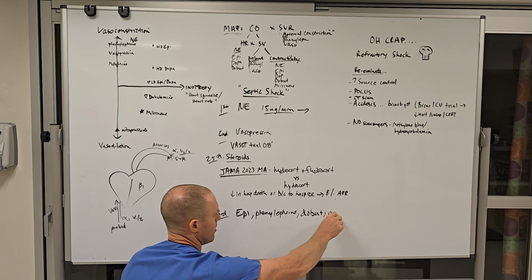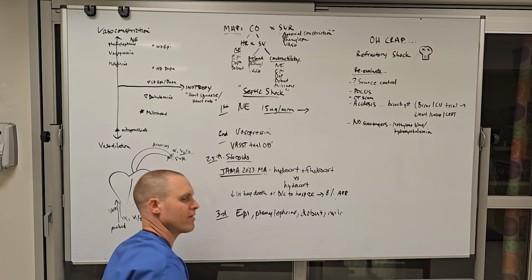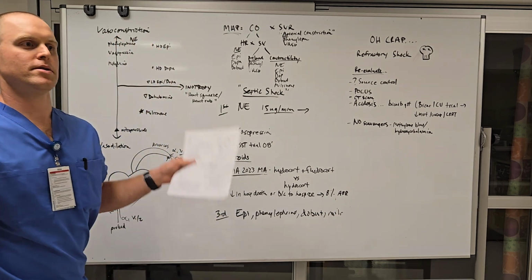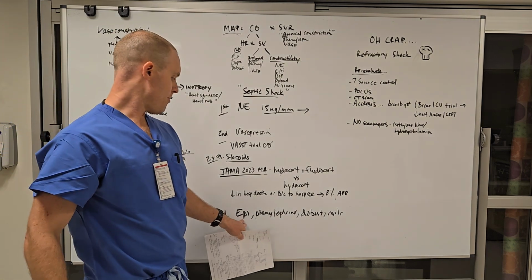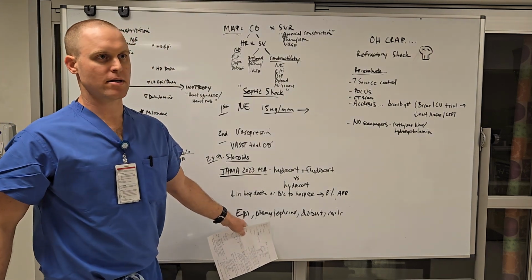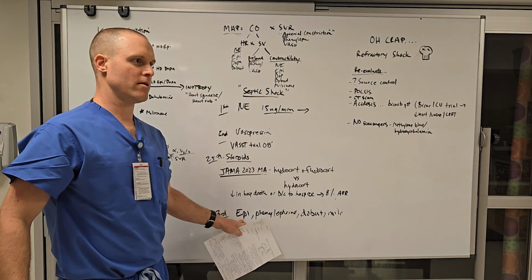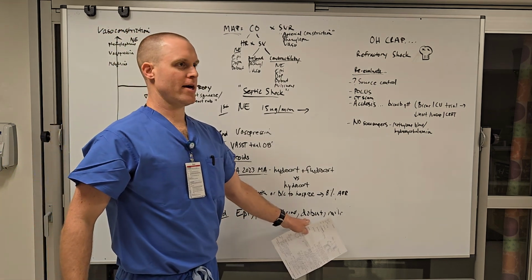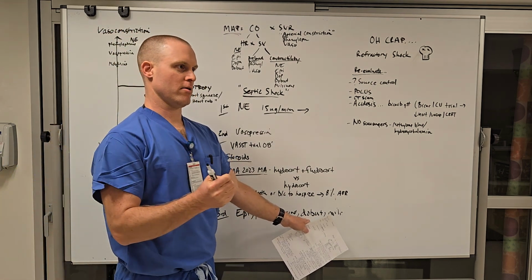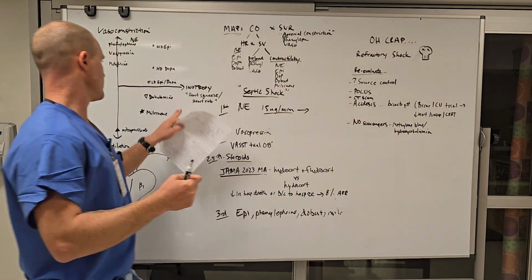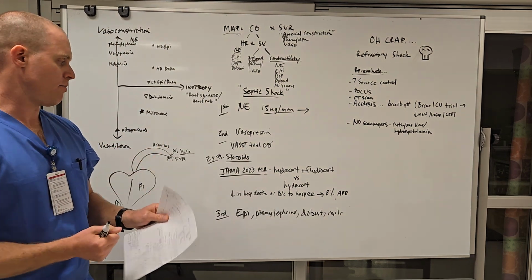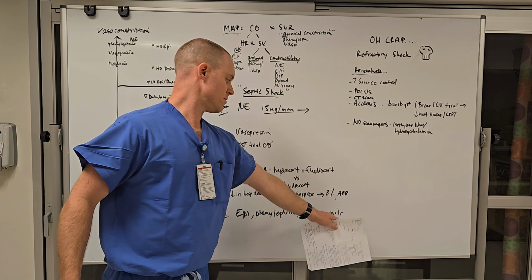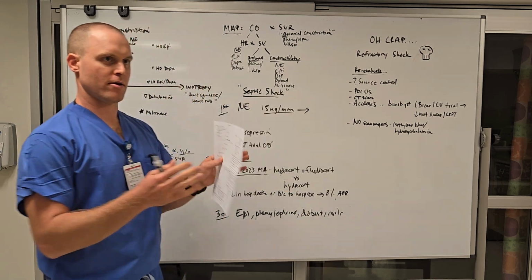Dobutamine, milrinone, and you said depending on other things. If I look at that echo and I really see poor squeeze, epi's going to help me out there, but it's also going to probably make you more tachycardic. You get more tachyarrhythmias from it. Dobutamine a little bit less so, and it's a little bit more of a pure inotrope in terms of making the heart squeeze and pump, as is milrinone.